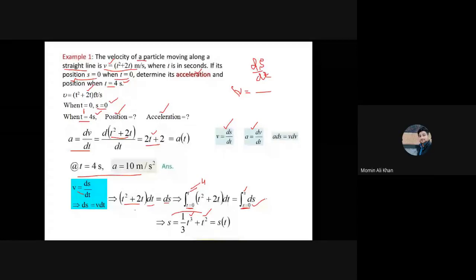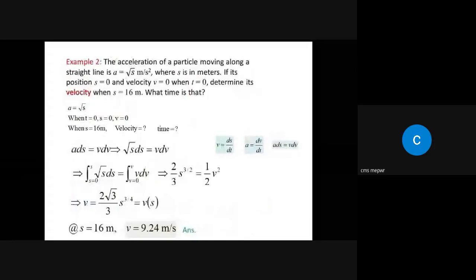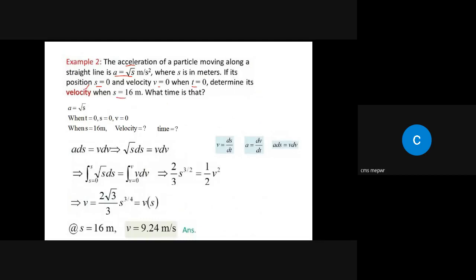Now let's go through the second example: the acceleration of a particle moving along a straight line. Again, rectilinear motion. a is square root s, meter per second squared, where s is in meters. If s is equal to 0 and velocity is equal to 0 at t is equal to 0, this means when time t was 0, velocity was 0 and s was also 0. You need to find out the velocity when s becomes 16 meters, and what time that is.